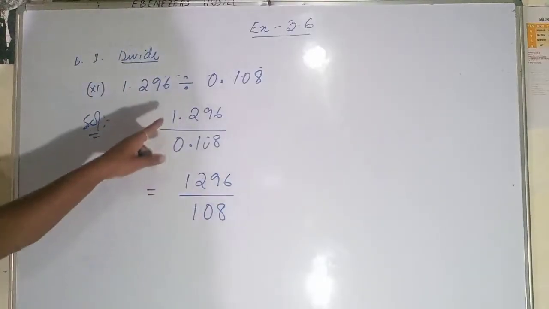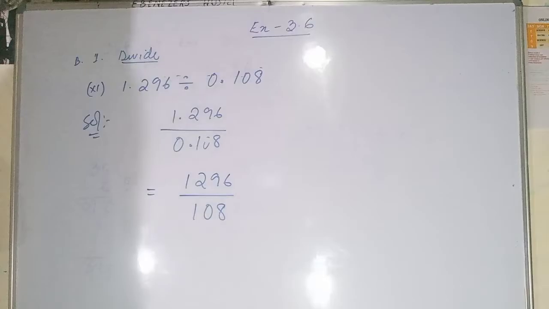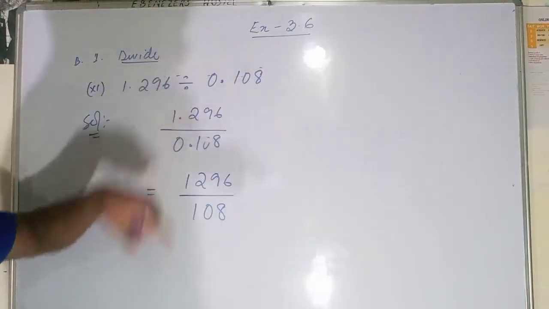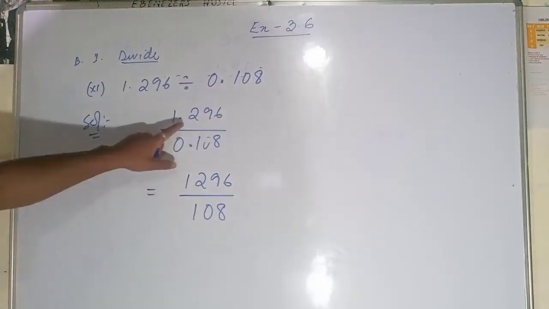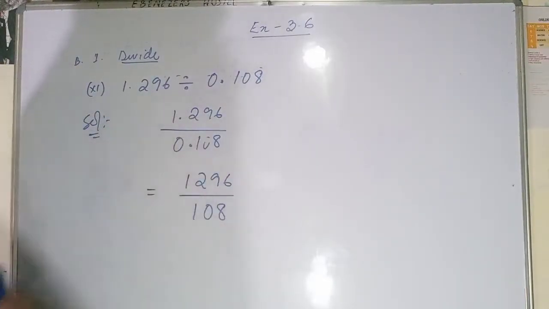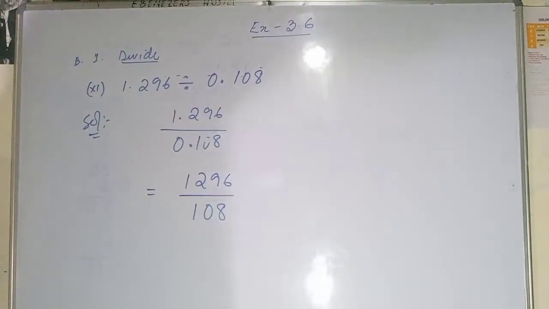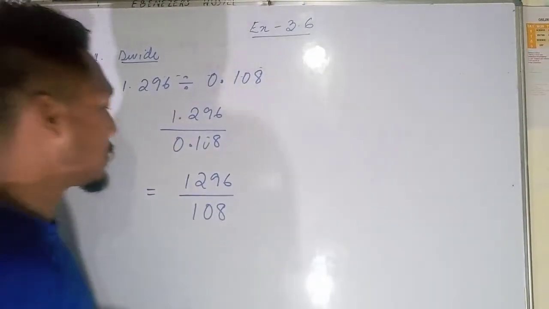Okay, so after point we have 3 numbers, and after point we have 3 numbers in both up and down. That is why they are same. Okay, that is what we call like terms, like decimals. So we have removed the point. So now let's divide it.